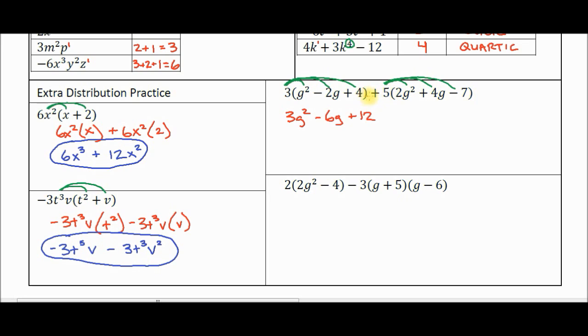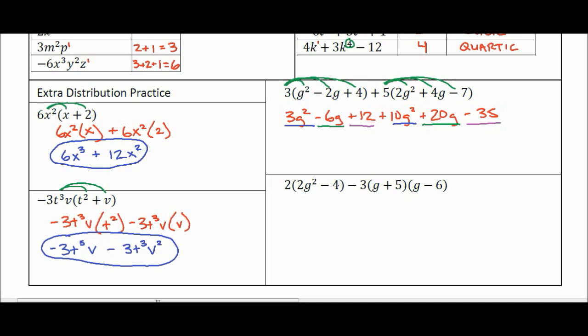Now we're going to distribute the positive 5 to the 2g squared. 5 times 2 is 10. Oops, and I wrote 5. 5 times 2 is 10g squared. 5 times 4 is 20g. And 5 times negative 7 is negative 35. Let's mark our like terms. We've got a 3g squared and a 10g squared. We've got a negative 6g and a positive 20g. And we have a positive 12 and a negative 35.